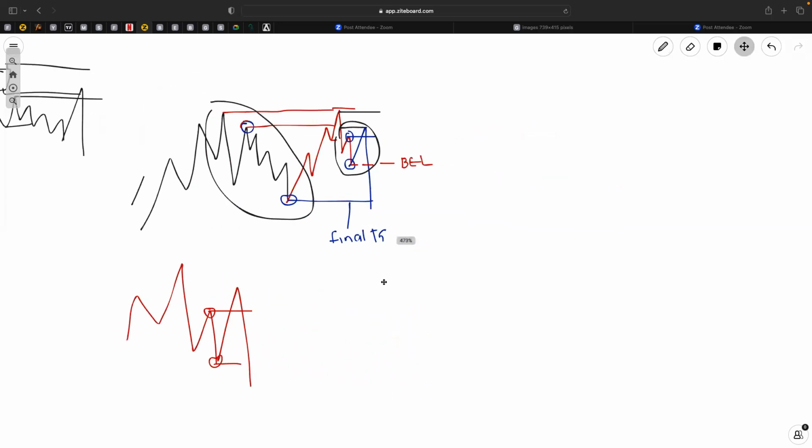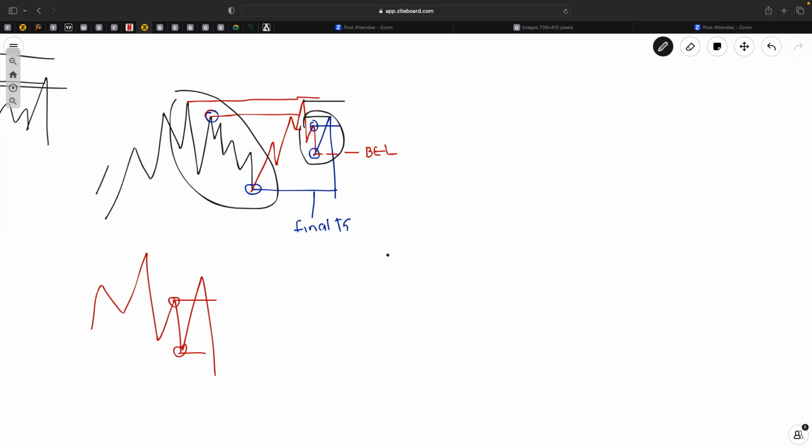That is type 1. Type 2 is when you have high, low, high, low, high. The same thing, I'll be using the same thing. Then you have this. The market comes.